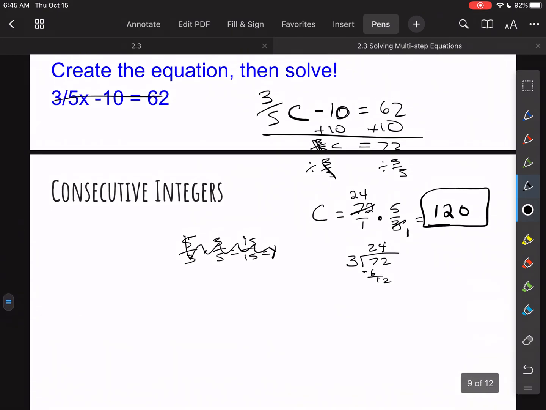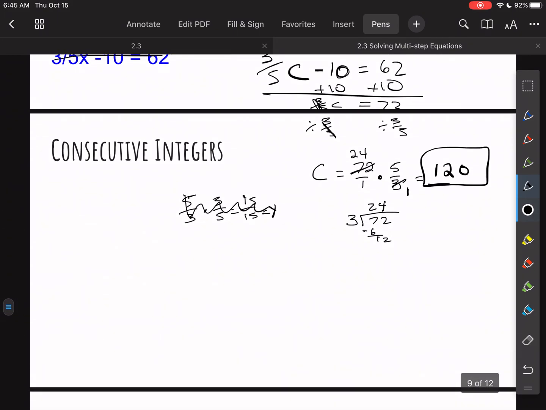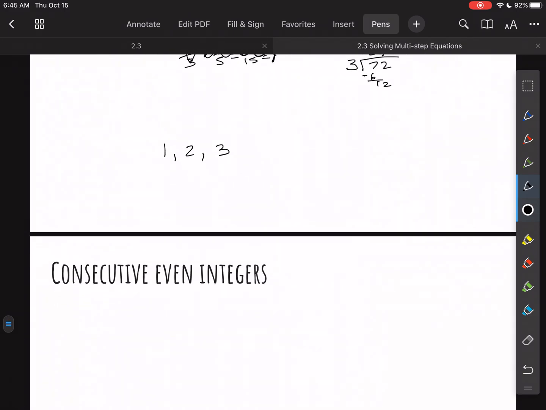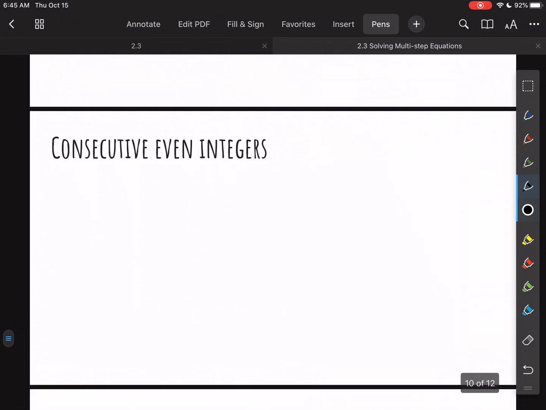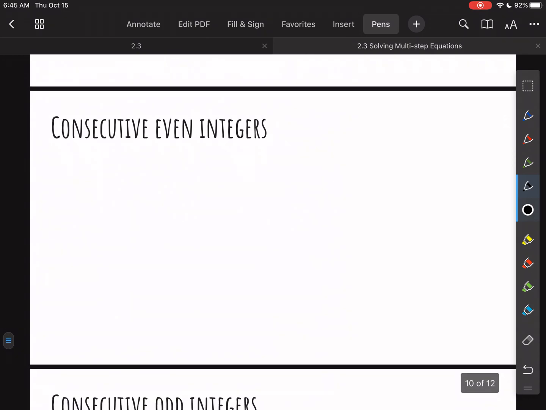Now, the part that you guys have probably not seen, maybe some of you have, is this idea of consecutive integers. Consecutive integers just means, an integer is just a whole number, right? So it's just like 1, 2, 3. Those are consecutive integers, right? One number after another that are whole numbers. We're going to do a little bit of consecutive even integers and consecutive odd integers.